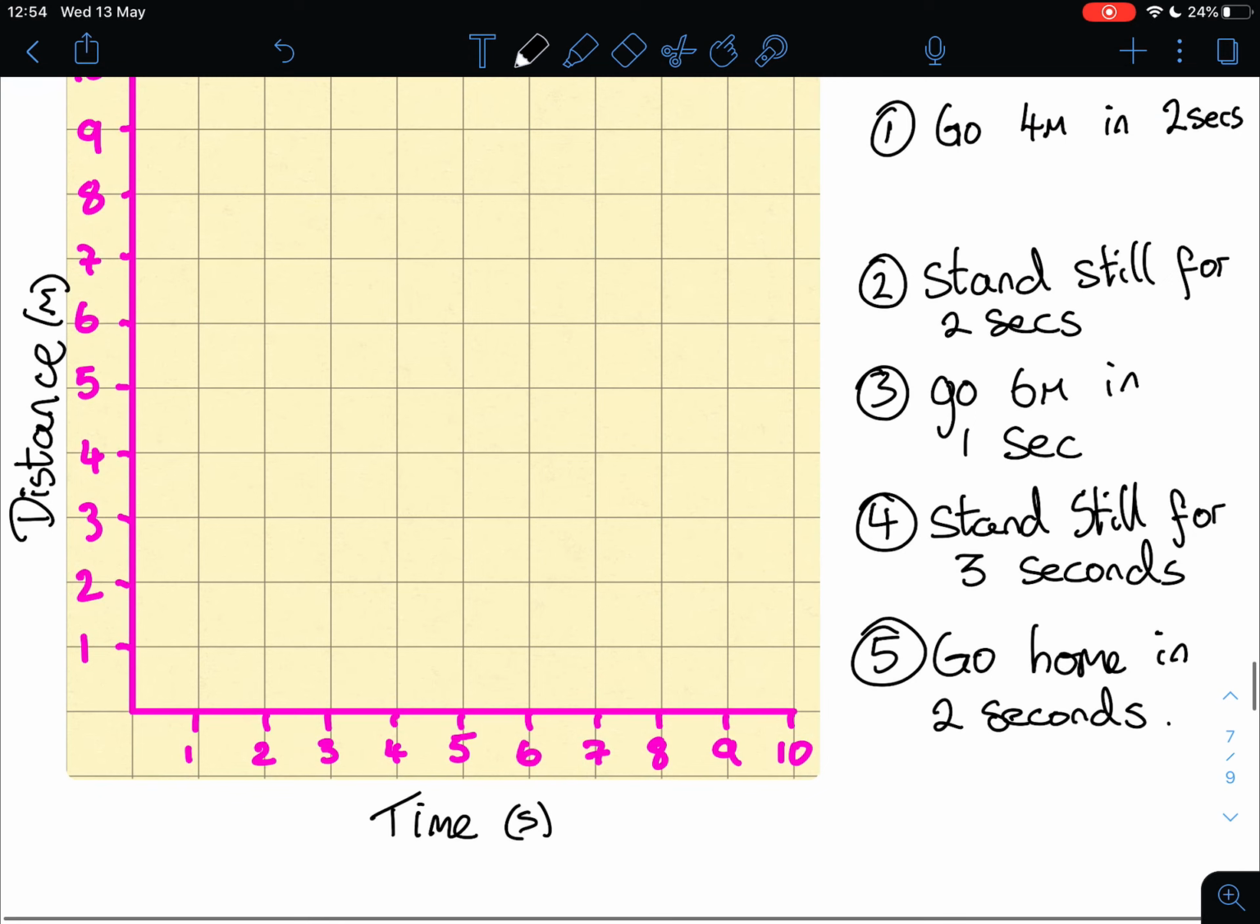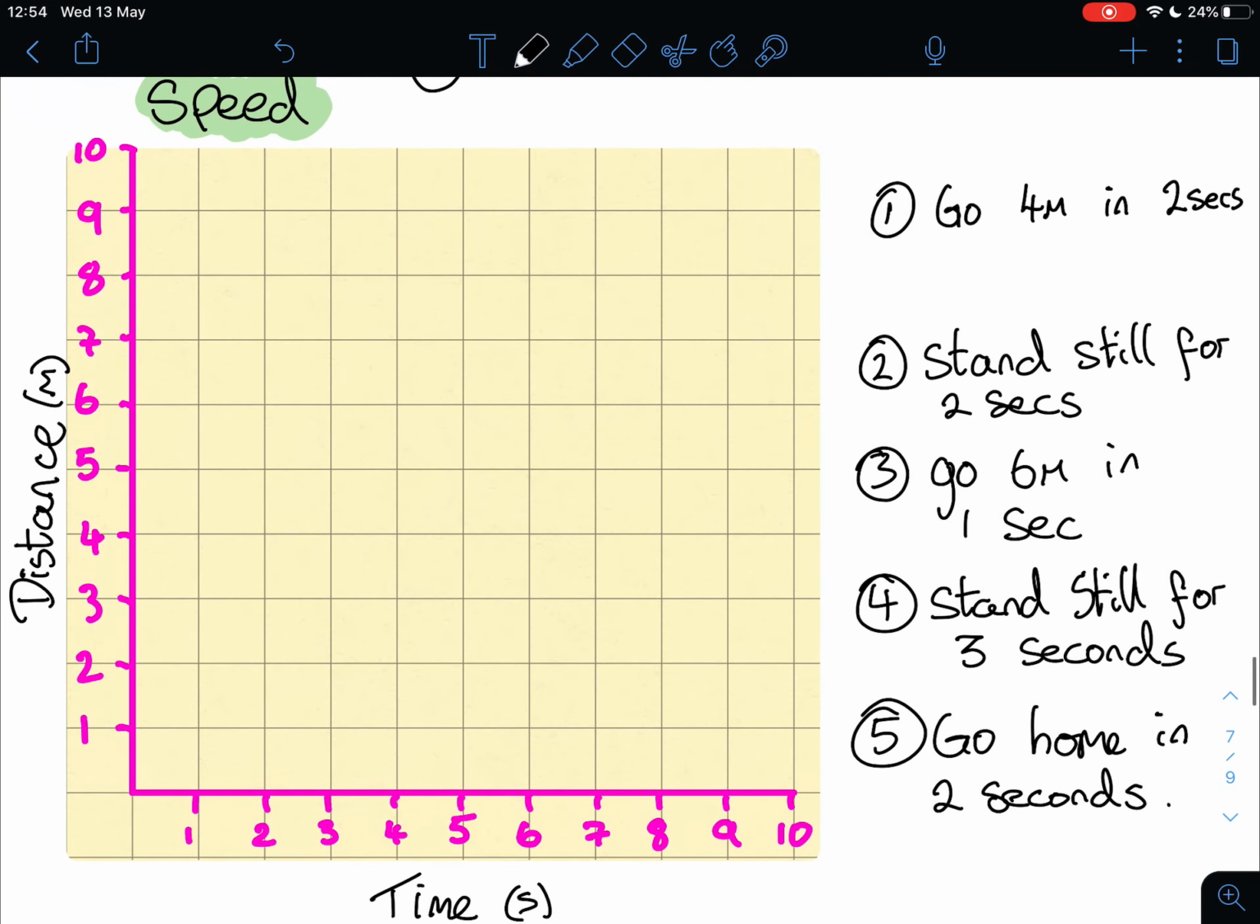And to show you how it works, I'm going to plot this journey. So I'm going to plot 5 separate points. I'm going to go 4 meters in 2 seconds. So let's choose a nice bright colour. So I'm going to go 4 meters up, I'm going to go 2 meters across, and I'm going to put a cross there. And I'm going to do something we tell you not to do. I'm going to do dot to dot. And I'm going to label this number 1. There it is. Next, you then stand still for 2 seconds. So we go 2 seconds across, still at 4, because I haven't moved. So I go across, and I can write a 2 there.